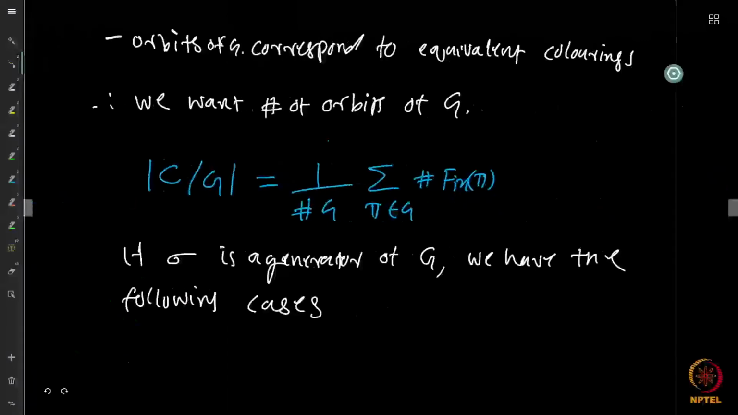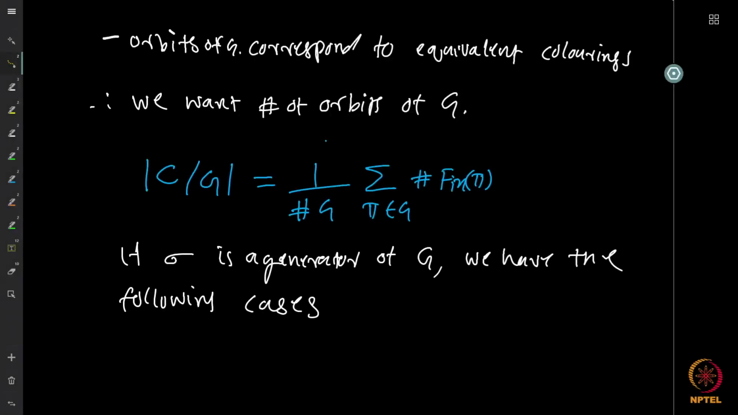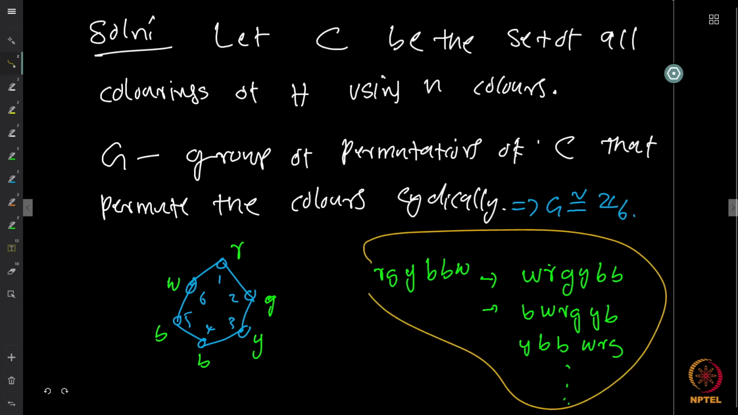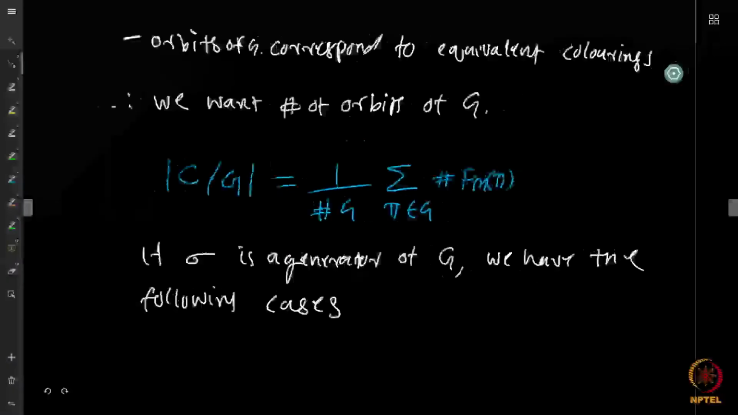Okay, now the orbits of the group G correspond to the equivalent colorings, right? So we want to count the number of orbits because we want the inequivalent colorings. All the elements in the same orbit are basically equivalent. So what we are seeing here is that these colorings are all equivalent, because this is obtained from this by just a rotation. This can be obtained by rotation, etc. Therefore, elements in the orbit of this coloring are all equivalent. So we want to find how many such orbits there are, so that we get the number of inequivalent colorings.